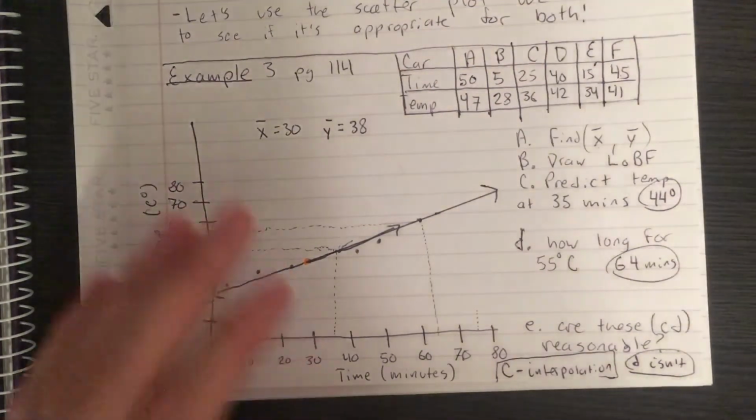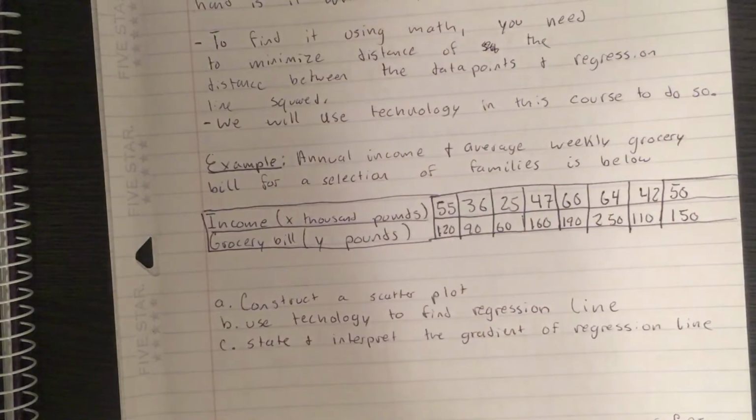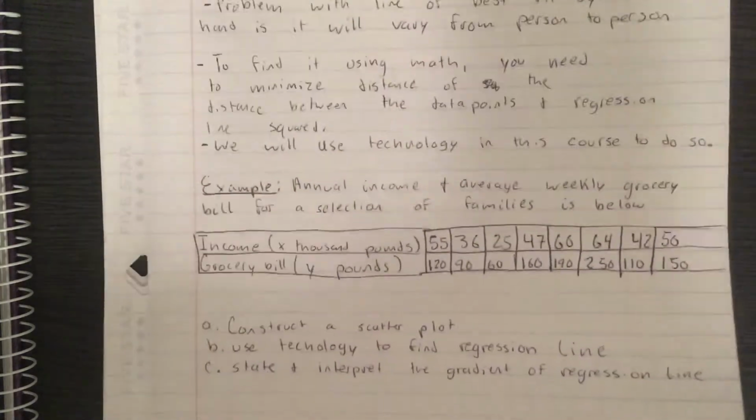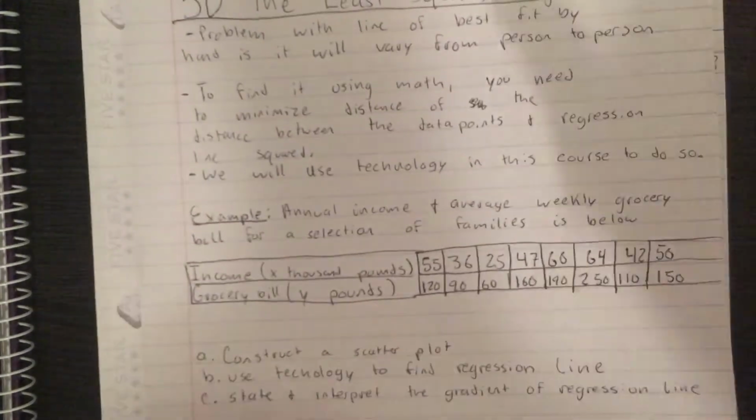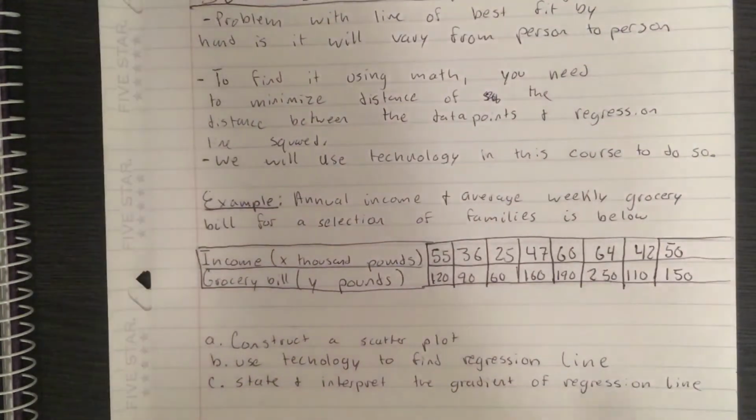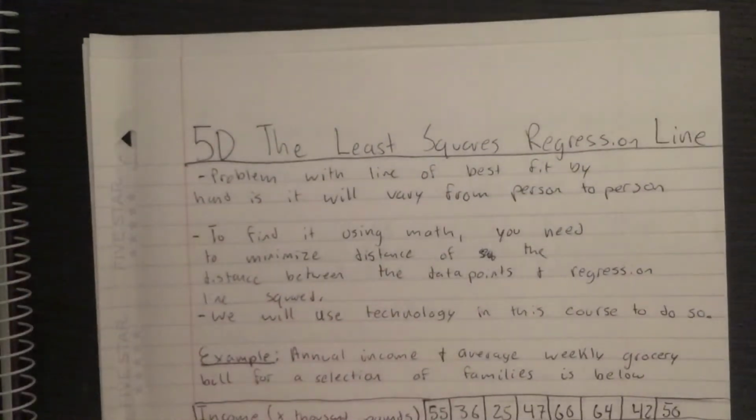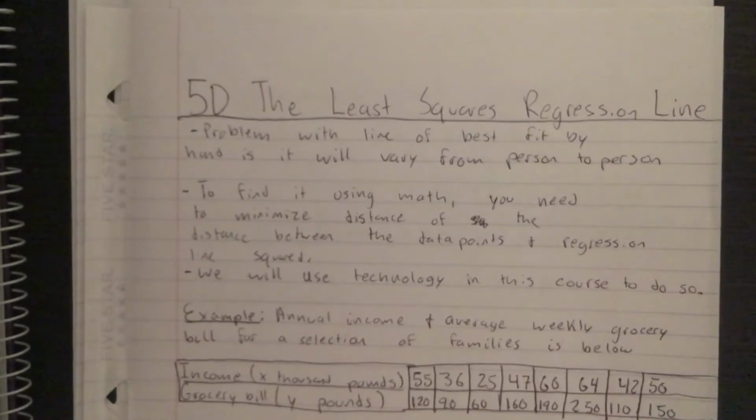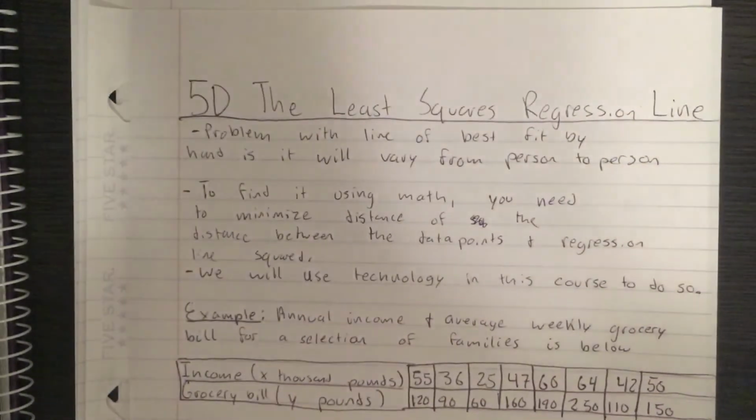So that is how you draw a line of best fit by hand. That is how you approximate it, and that's how you go about doing that. So then the next thing that we're going to look at is how you use technology to do that. So to do that, what we do is we use something called a least squares regression line.